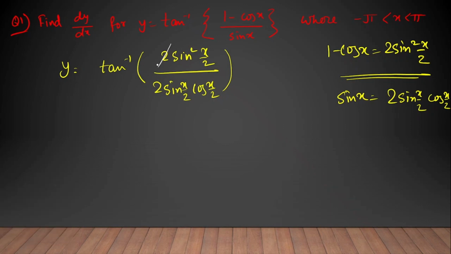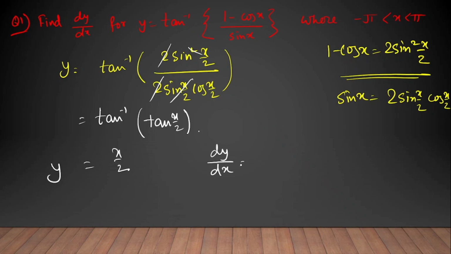Here 2 and 2 cancel out, and sin x cancels out, and it remains as sin x by 2 divided by cos x by 2, which we can write as tan inverse of tan of x by 2. So we can write over here x by 2. So y equals x by 2, dy/dx equals half. This is the answer of the question. Very simple ones. Okay, let's go for the next part.